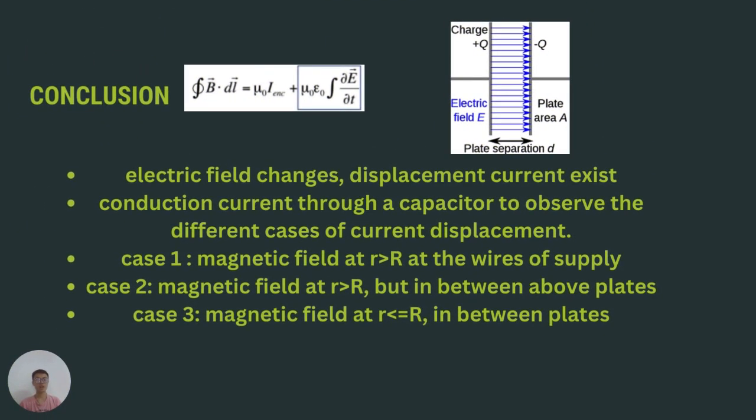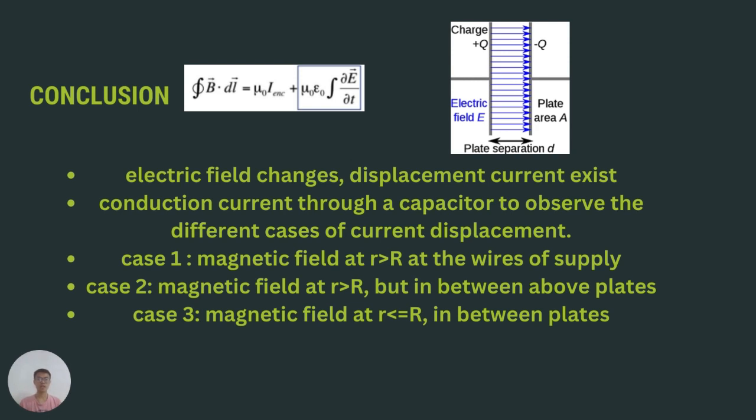Hi, Dr. Hanif. This is about our conclusion. Firstly, the first picture is about the Maxwell equation. The first term is about the conduction current, and the second term is about the displacement current. The right figure is about our experiment to measure and observe the displacement current.